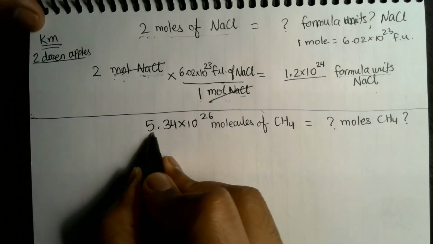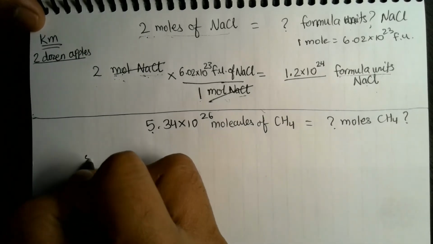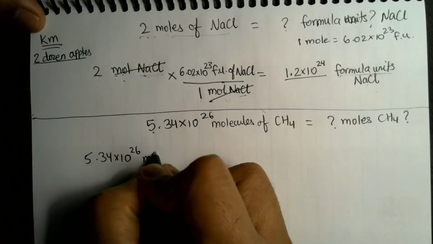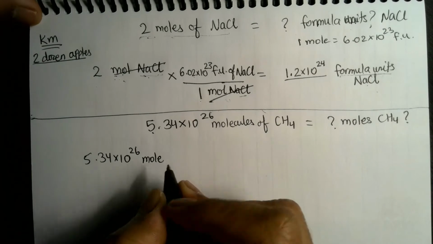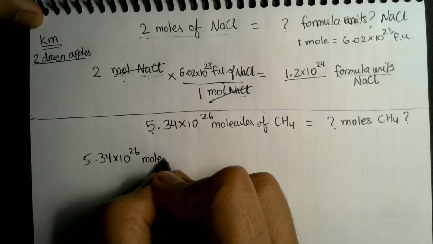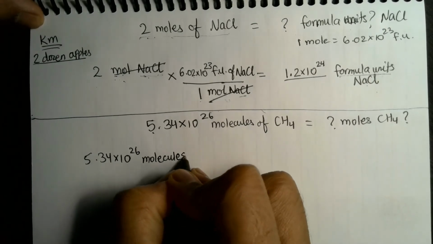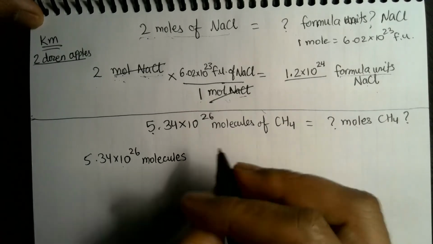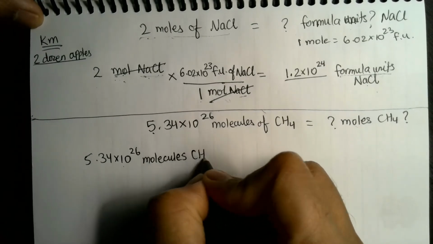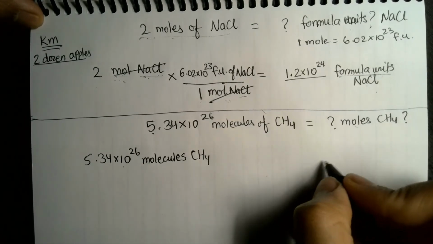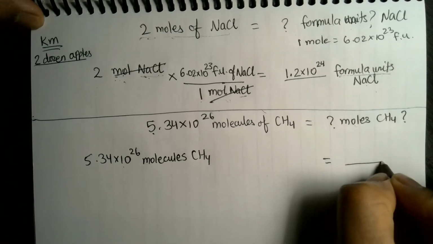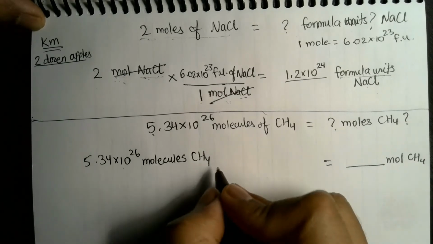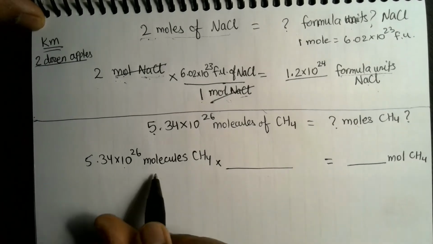Same approach, you always begin by writing down what you're given. 5.34 times 10 to the power 26 molecules. Now do not use MOL as a short version for molecules or MOLE. You must write the word, because otherwise it can be easily confused with the word moles. So 5.34 times 10 to the power 26 molecules of CH4 is what's given. What I want instead is moles of CH4. So the conversion I'm doing is from molecules to moles.